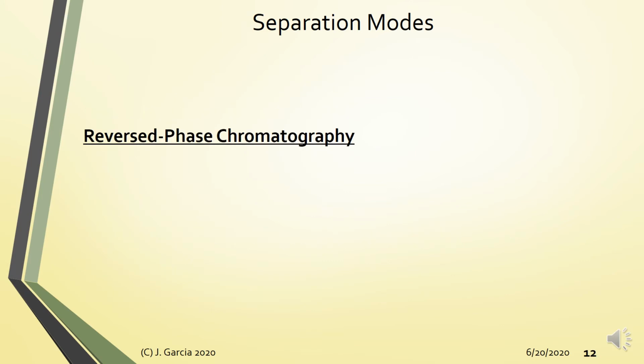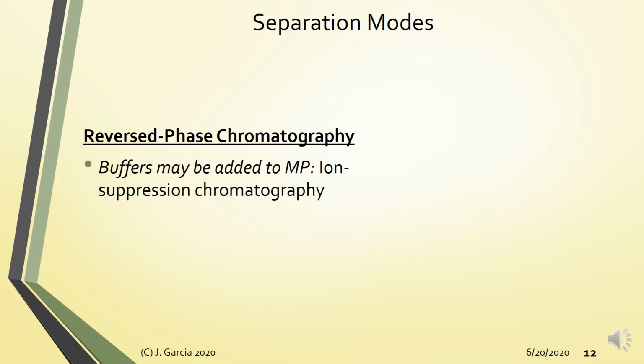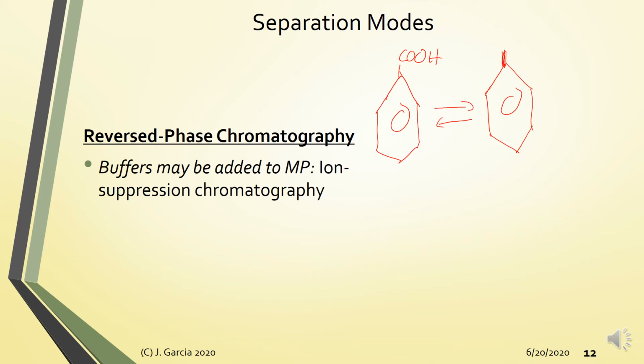Still under reverse phase chromatography, okay, you have what you call your ion suppression chromatography. So this is for ionizable compounds. Okay, so as an example, let's take benzoic acid. No? So benzoic acid, all right, structure. So benzoic acid is actually a weak acid, meaning to say it equilibrates, all right, between its protonated and deprotonated forms. No? So you have here benzoic acid, alright, benzoic acid interchanging with the benzoate form.